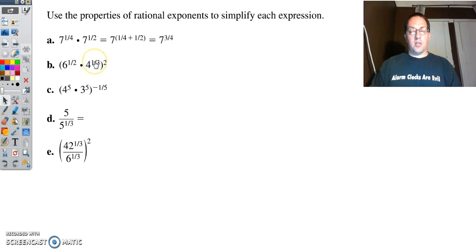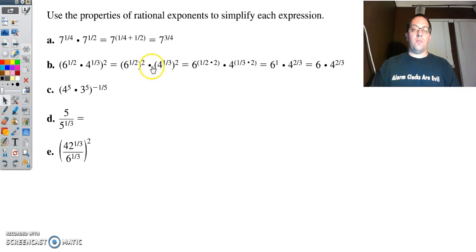On this one, our bases are not the same. Our exponents are not the same. And so what we're going to do is take this power out here and apply it to both of these factors. So we're going to have 6 to the 1/2 squared and 4 to the 1/3 squared, like so.